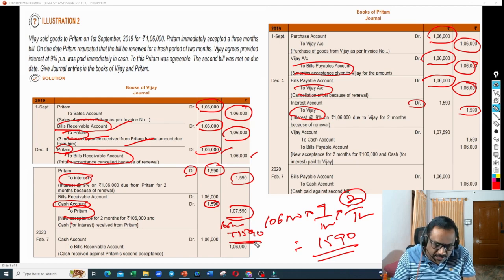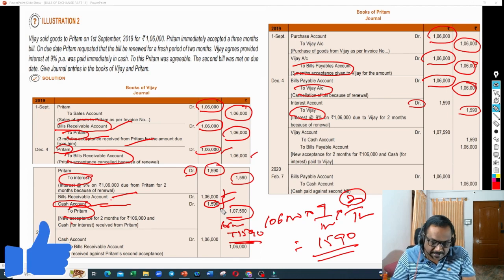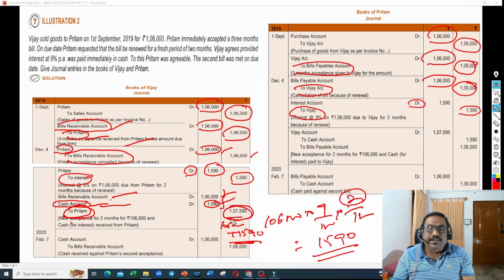You don't require to club the entry and post it. But if you know how to club the entry and post it, you can do it. So what he did here is he has written a new bill for 1,06,000. So bills receivable account, an asset, 1,06,000 debit, and interest he received by cash. So cash is coming, so cash account debit 1,590. Put together 1,07,590, that amount has to be credited to Pritham account. So Pritham account 1,07,590. That is the entry for bills.